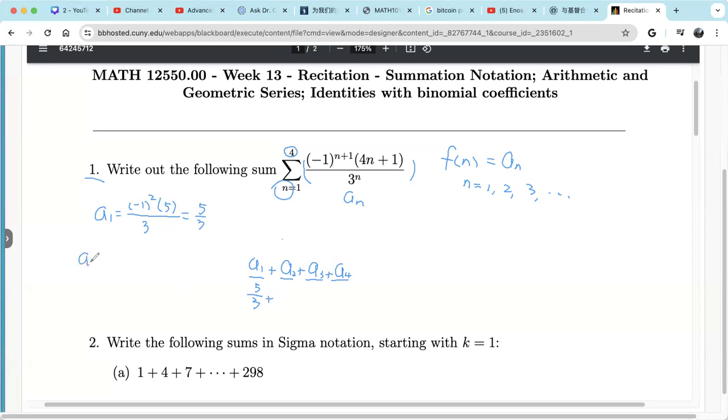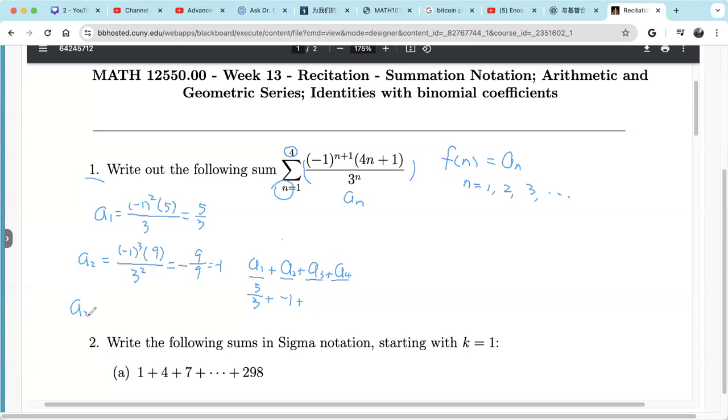The second term, A2, means n equals 2. So I have (-1) raised to 2 plus 1, which is 3, and 2 times 4 is 8, 8 plus 1 is 9, divided by 3 squared. (-1) cubed, an odd power, is negative. The numerator has 9, the denominator has 9, so we get -1. So the second term, A2, is -1.